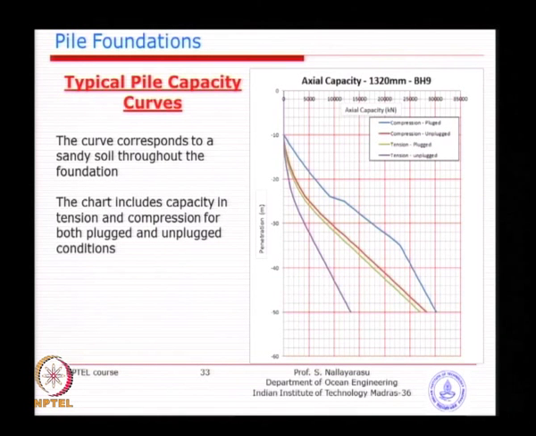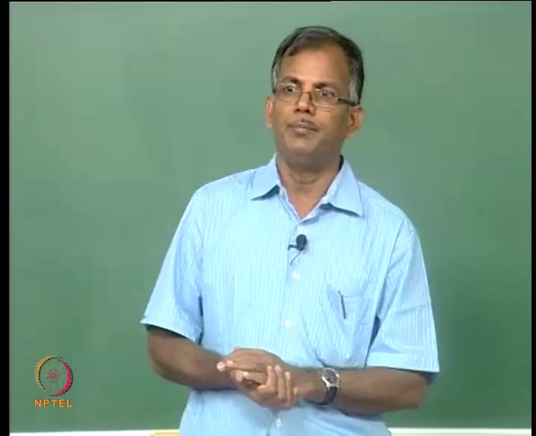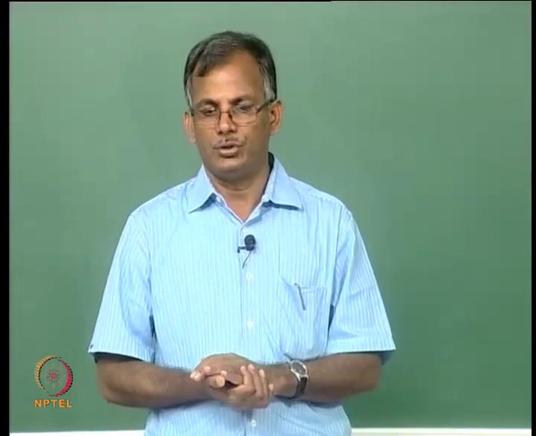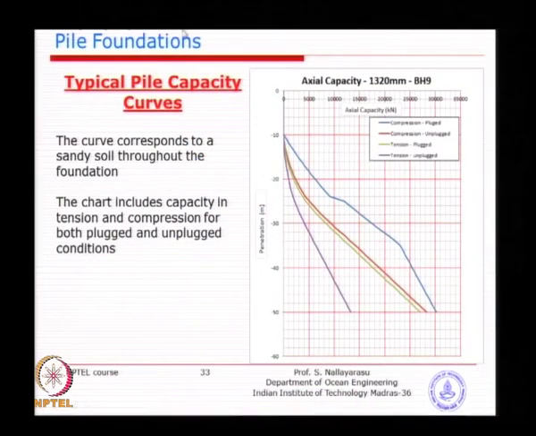So, that means before you start the design work, you need to generate this graph by simply doing the integration of the resistances coming from friction and the end bearing. So, at every level you will add the end bearing at that level, only the friction will be cumulatively added, while the end bearing can be taken at the level which you are going to consider. So, that is how you plot it.